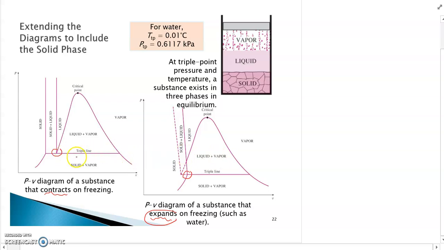So here we have a triple line. It is a horizontal line in a PV or TV diagram for the triple-phase state, solid, liquid, and vapor, where all these phases of a pure substance coexist in equilibrium. The states on the triple line of a substance have the same pressure and temperature, but different specific volume. Because this line is horizontal, your specific volume will be different.